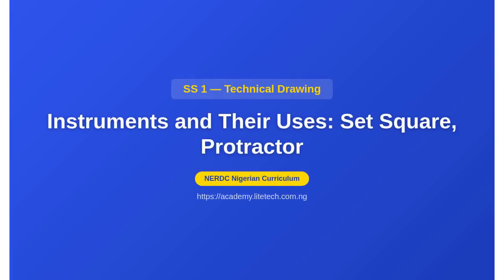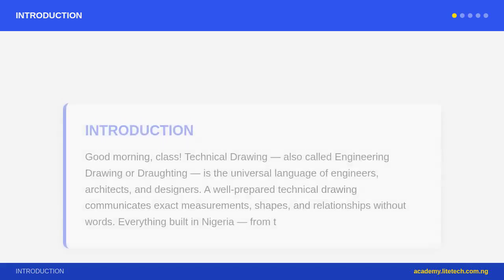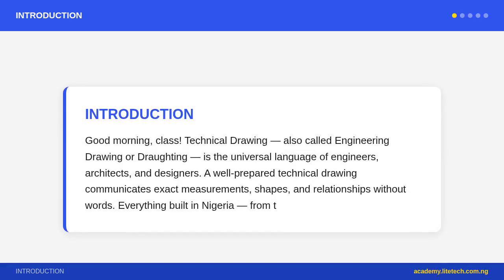Good morning, class. Technical drawing, also called engineering drawing or drafting, is the universal language of engineers, architects, and designers. A well-prepared technical drawing communicates exact measurements, shapes, and relationships without words. Everything built in Nigeria, from the Lagos-Ibadan Expressway to the Lekki flyover, from a small house in Enugu to the Abuja National Hospital, began as a technical drawing.